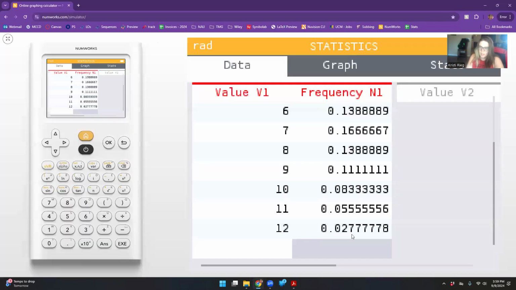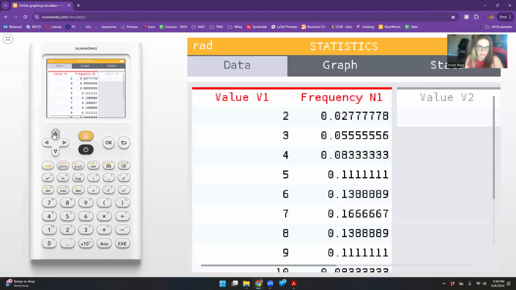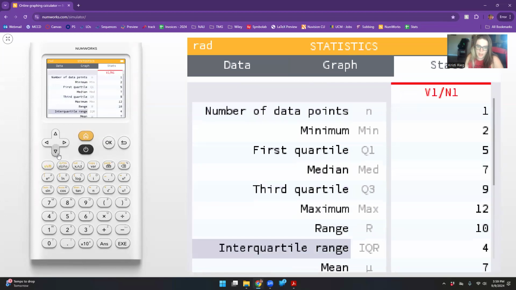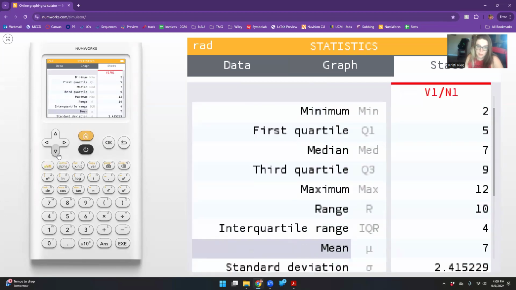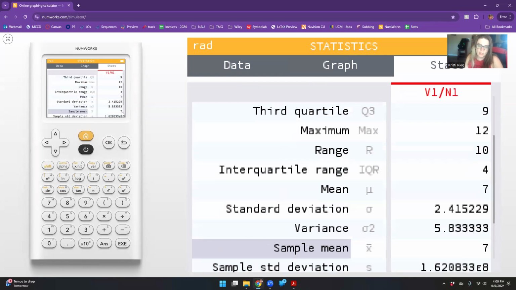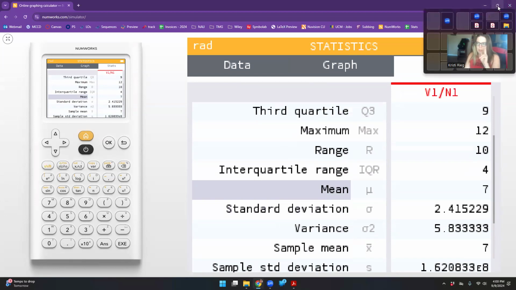So now that we have everything typed in here, just like we did in chapter, I think it was 2.1a, we did a frequency table. So we're going to go back up to data, over to stats, hit OK. And then we saw how this was the same as the mean, mu. And you can see right there, mean, mu, 7. Sample mean, x bar, is also 7. Okay, that's fine. But mu is 7, which is what we were looking for. So I guess I could highlight it over here. Okay. Second part.